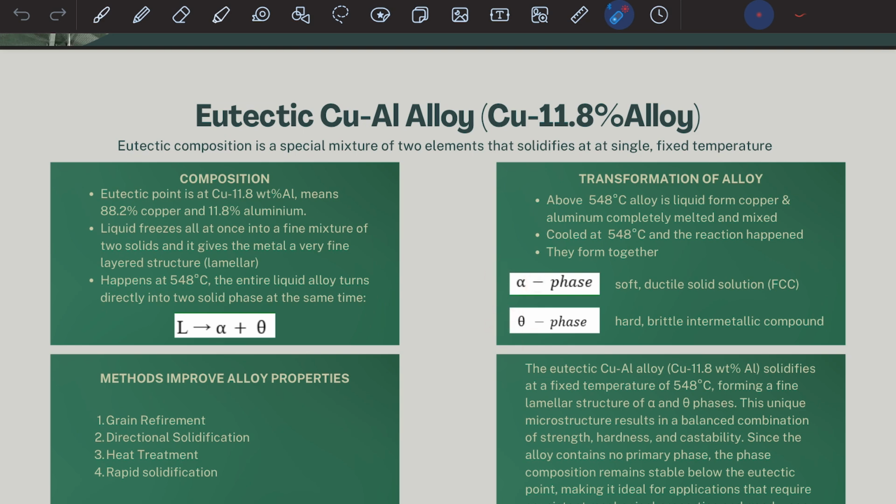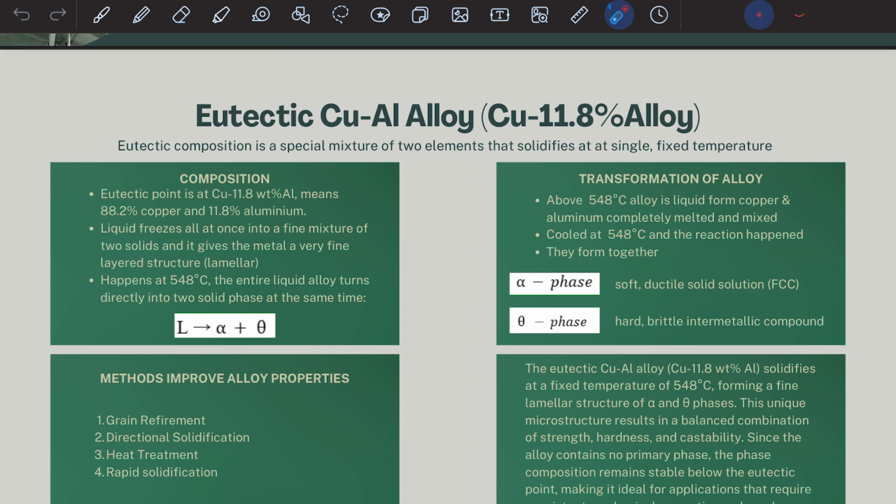For the alpha phase, it is a soft, ductile solid solution, FCC. For the theta phase, it is a hard, brittle intermetallic compound. What are the methods to improve alloy properties? The first method is grain refinement. The second one is directional solidification. Third one, heat treatment. And then the fourth one is rapid solidification. But the best method is grain refinement because we can increase the strength.